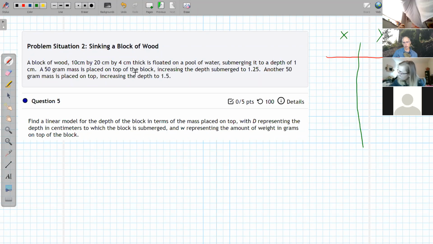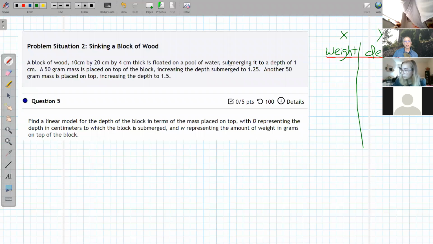They keep putting more weight on and watch the block of wood sink. So what's independent is the amount of weight they're throwing on there, and then the block sinks more depending on how much weight there is. So it looks to me like in this case, the weight is independent because that's what they're adding to the situation. And then they're watching to see what happens, and what happens is the depth that it's submerged.